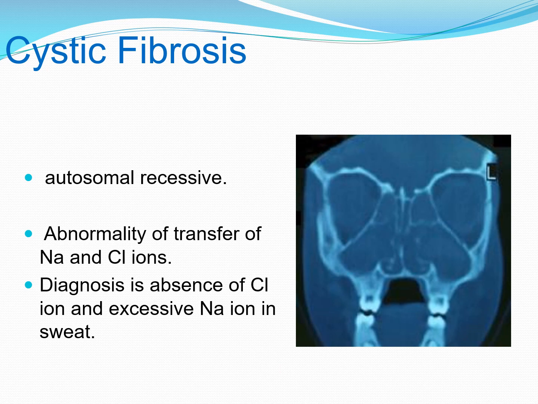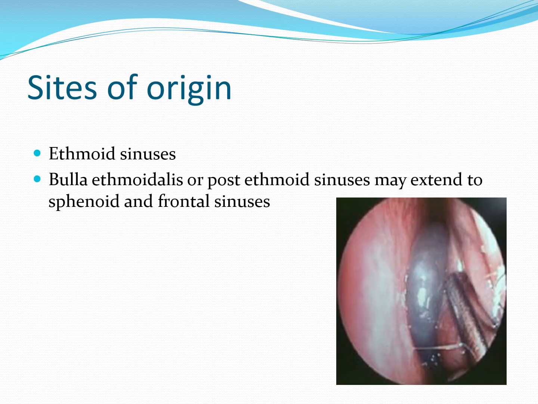So patient will present in childhood. There will be history of bronchiectasis, there will be history of pansinusitis, and thick viscid secretions will be seen in the nasal cavities as well as in the lower respiratory tract.